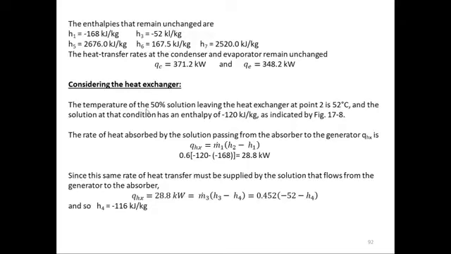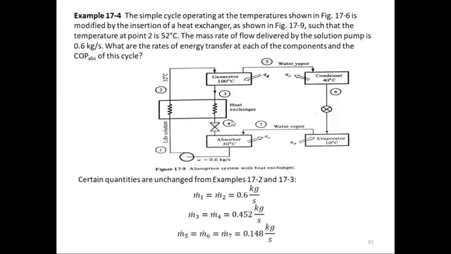The temperature of the 50% solution leaving the heat exchanger at point 2 is 52 degrees centigrade. This is given. And its concentration is 50%. Why? Because this is the solution which is leaving the absorber, and we found out that the absorber concentration is 50% previously, and the generator concentration was 66.4%. That will not change because solution temperature and their concentration will not change. Only the heat exchange here will cause the temperature difference.